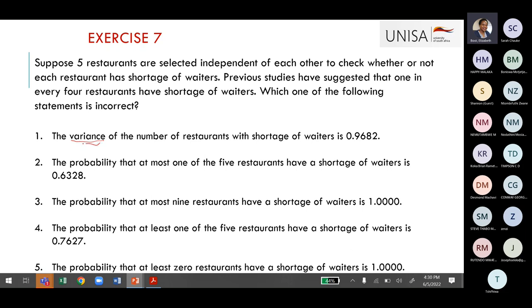You need to find the variance of a binomial. We need to calculate the probability of at most. You need to calculate the probability of at most 9, at most 1, at most 9. You need to calculate the probability of at least and at least. So those were the questions asked.